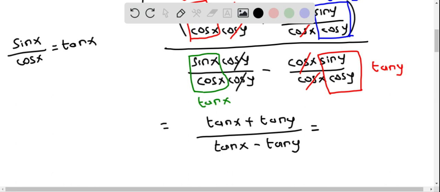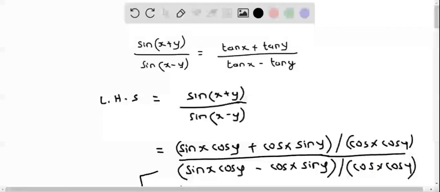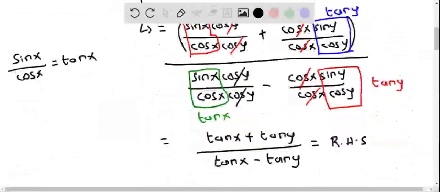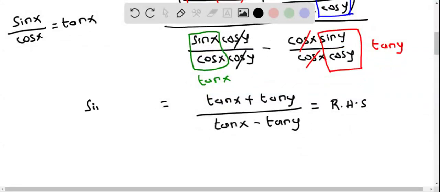And this is exactly equal to the right side expression, that is, (tan x + tan y) over (tan x − tan y). So we see that this trigonometric equation is an identity, and thus we proved that the left side expression, sine(x + y) over sine(x − y), equals (tan x + tan y) over (tan x − tan y).